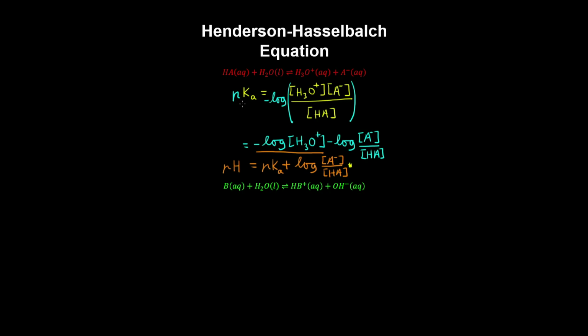Now, in a similar way, you can relate pOH to pKb using the equilibrium equation for this buffer created from a weak base. And in the reverse reaction, we can also write an expression relating the pH to the acid dissociation constant of the conjugate acid.